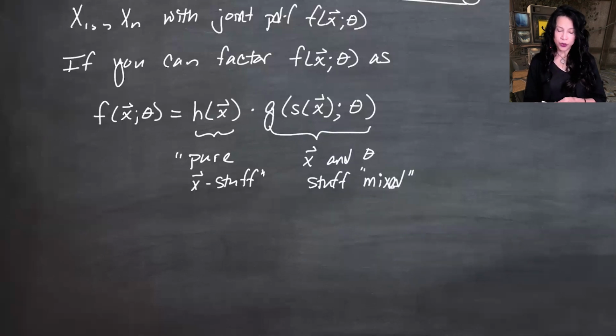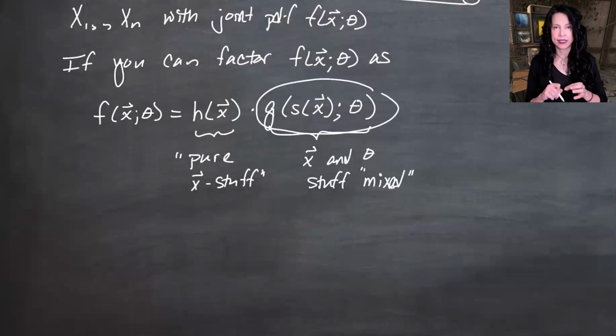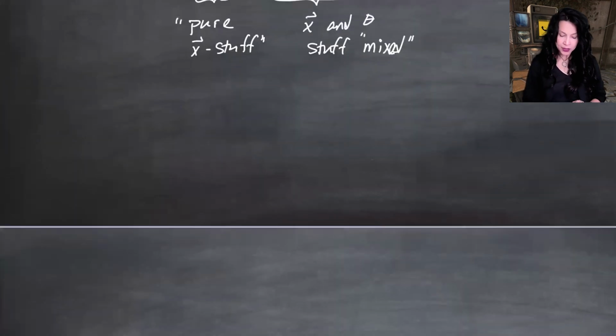And what you do is you go into that function and you see how the x's appear. Do they appear in like one clump or a couple of clumps? And I realize that makes no sense at all. So let me go right to the example. Let's go back to our Bernoulli example.